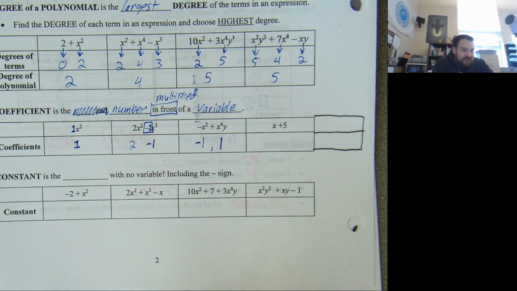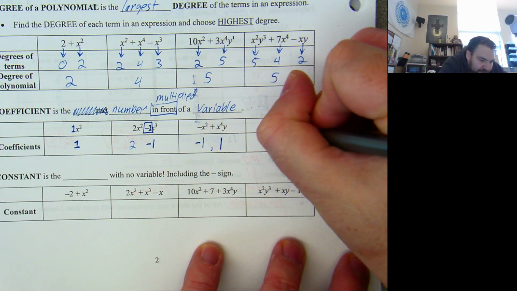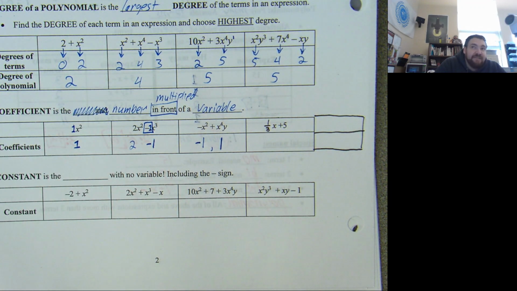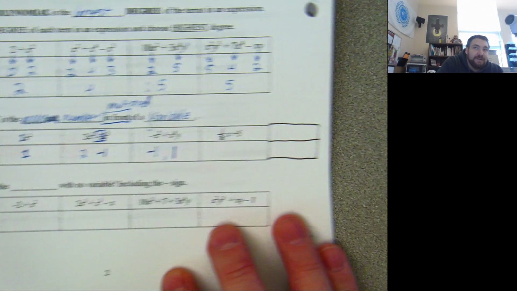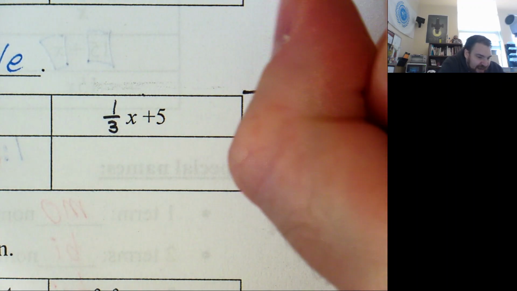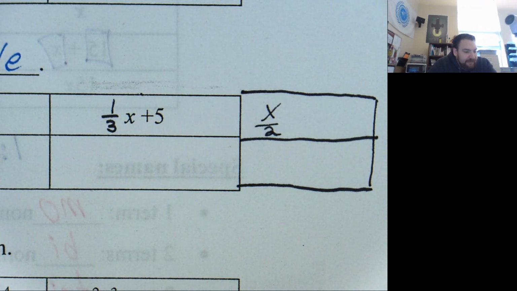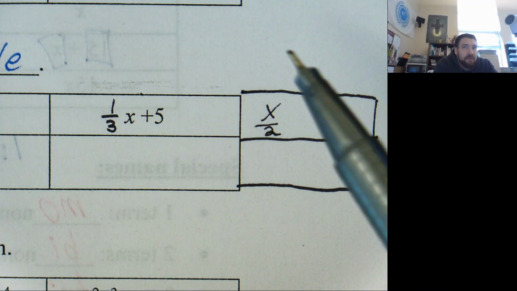I'm going to change the question. Instead of x plus 5, I'm going to make it 1/3x plus 5. I'm going to zoom in here so everyone can see it more clearly. And then the last one, I'm going to write just x divided by 2. Now, coefficients are the number multiplied in front of a variable.